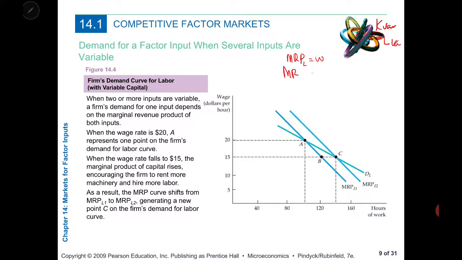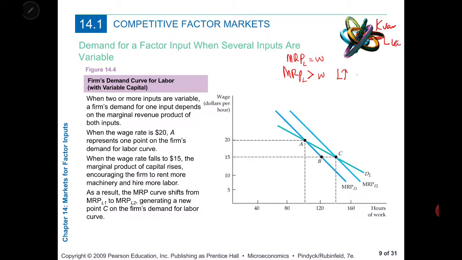But if wage falls, then wage becomes smaller relative to MRPL. And when wage becomes smaller, the decision will be to hire more. Yeah, so you take more labor, because the additional cost is cheaper than the additional revenue created by that decision to add labor.